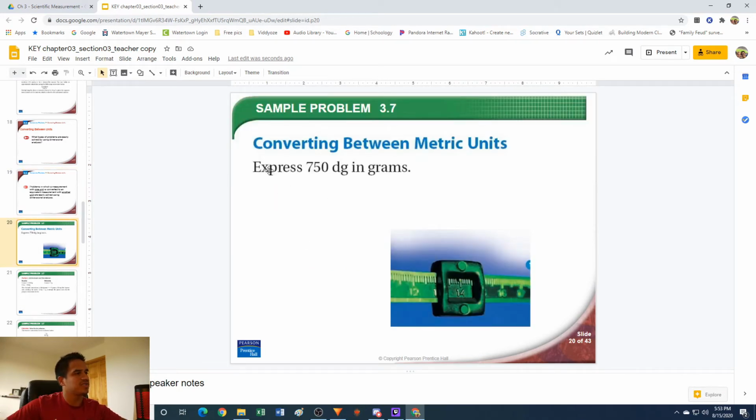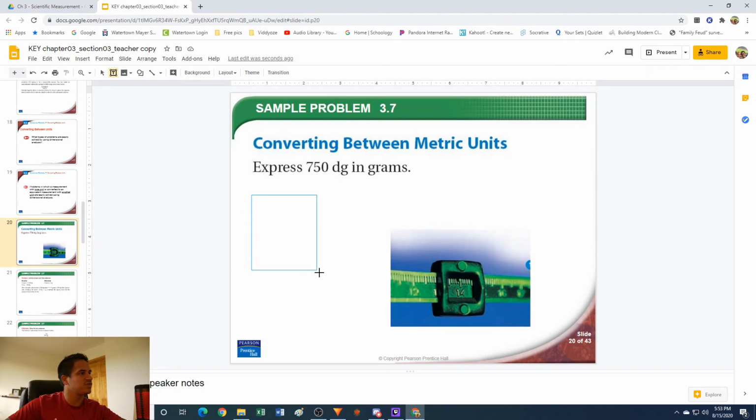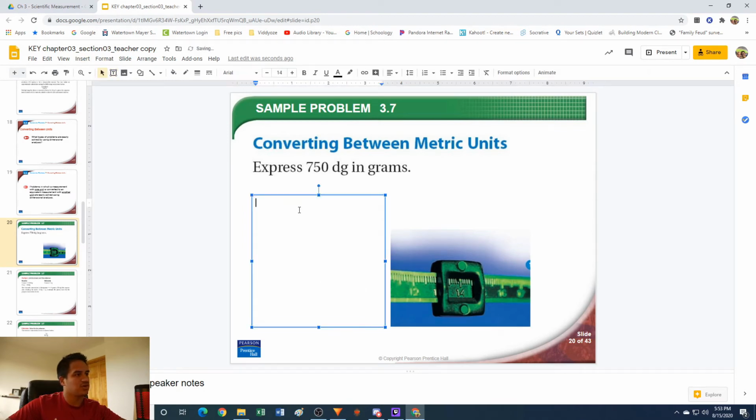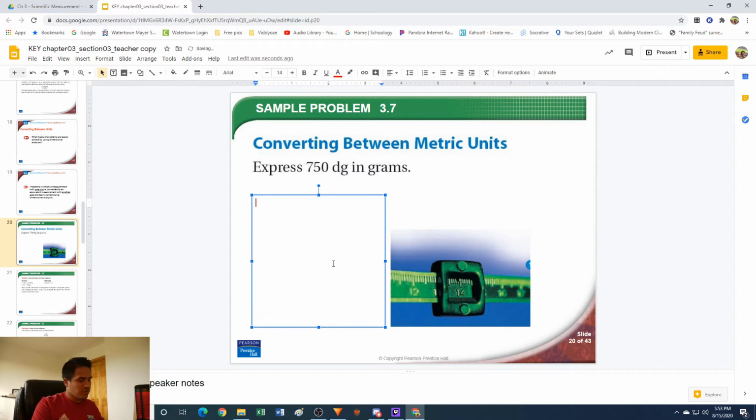So it says express 750 dg in grams. So just to remind ourselves what dg is, deci. Okay, so dg is decigrams. So basically this is saying express 750 decigrams in grams. So the conversion between, so again, let's go known values. So things that we know. So what we know is we have 750 decigrams.